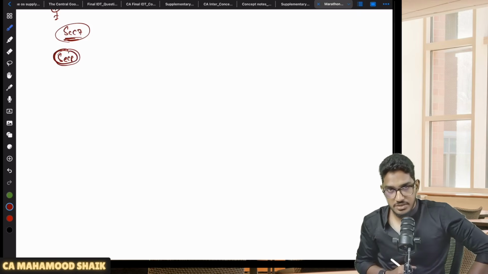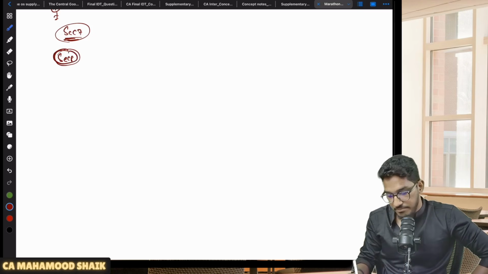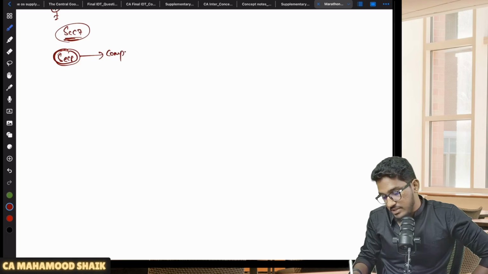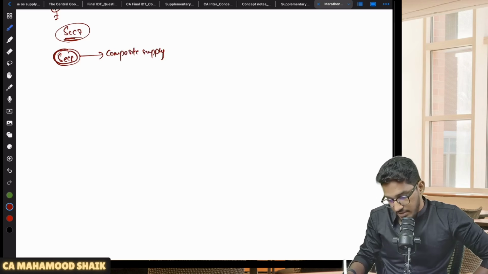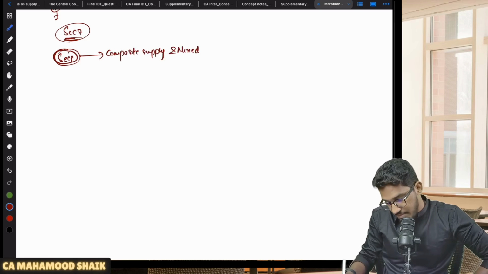With that, supply under GST will come to an end. The supply chapter will come to an end. So what is section number 8? Section number 8 is going to talk about composite supply and mixed supply.